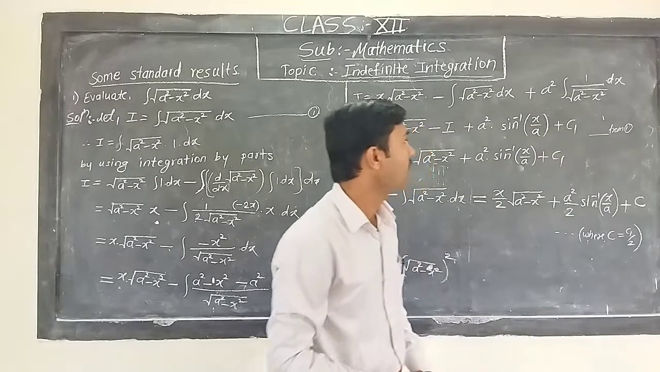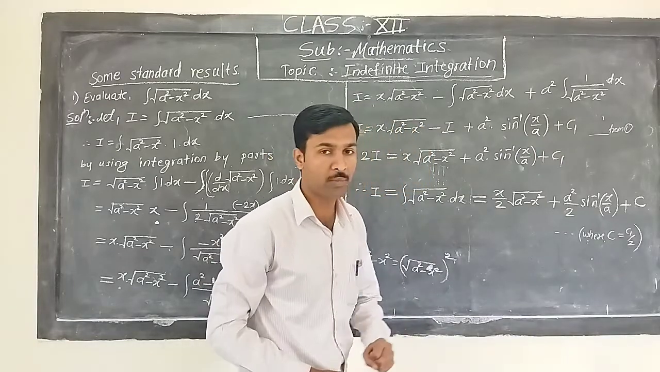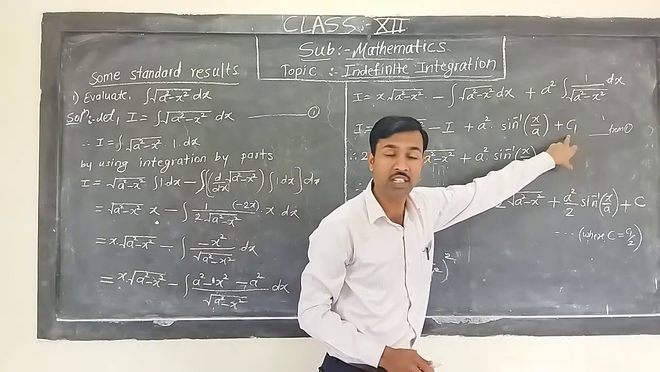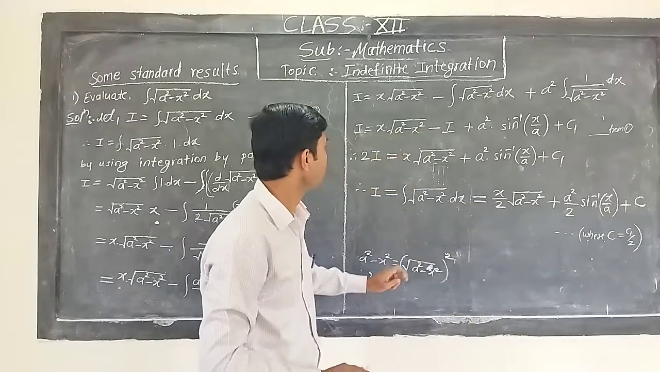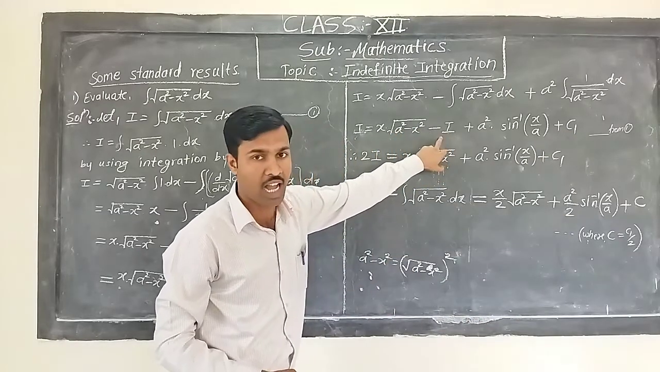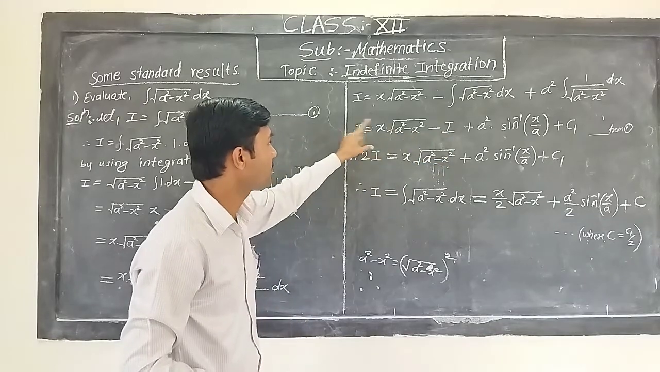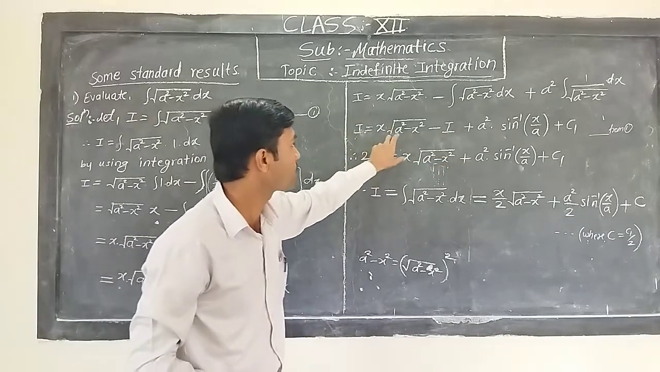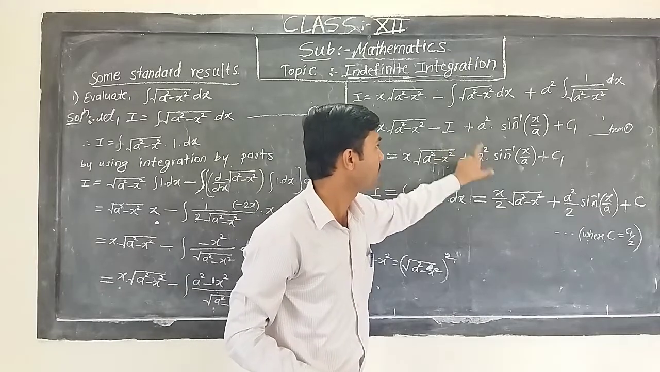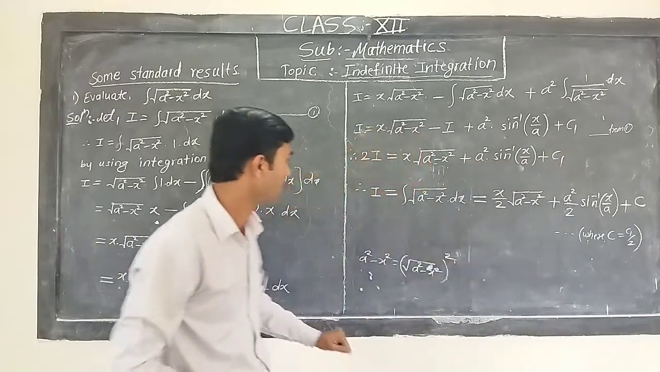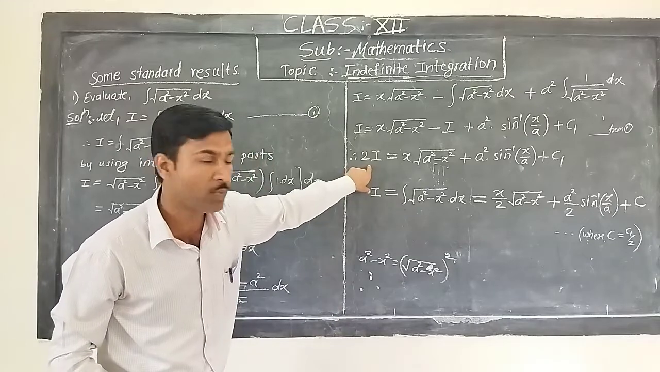Now friends, as our total integration is not completed, I take that integration constant as c1. Now, this minus I, if I take it to the left-hand side, it will be plus I plus I, which is 2I. It is equal to this term as it is plus this term as it is. Now we have to find the answer for I.